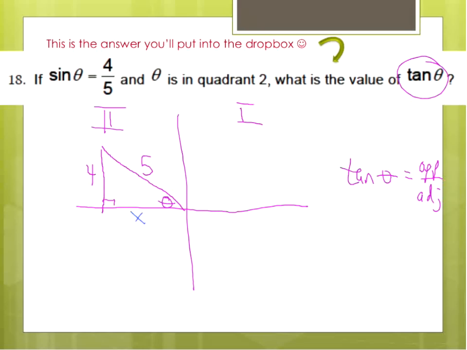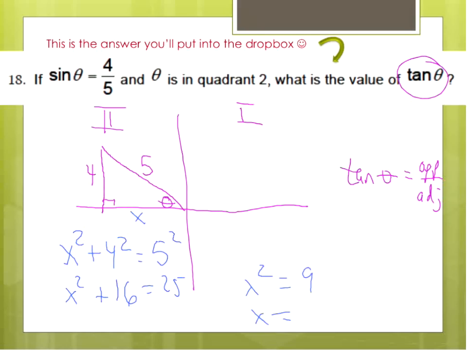So I don't know my adjacent. I need to find my adjacent. So let's try that one together. So how am I going to find x? I'm going to use Pythagorean Theorem. So let's move the 16 to the other side. So I'm going to get that my x is 3. So the three sides of my triangle are 3, 4, 5.